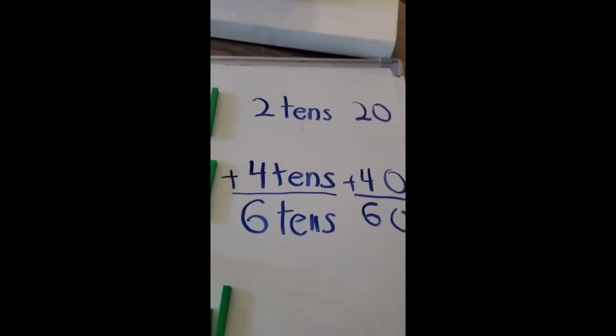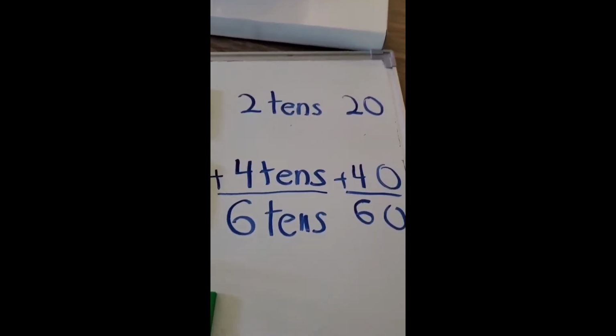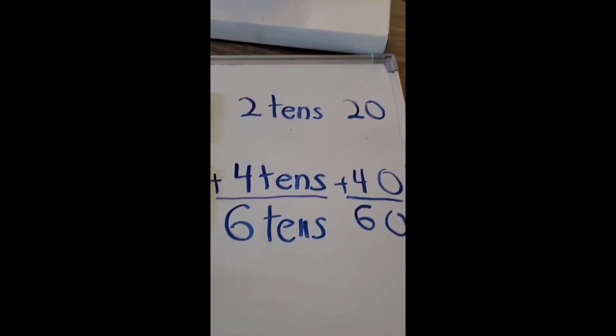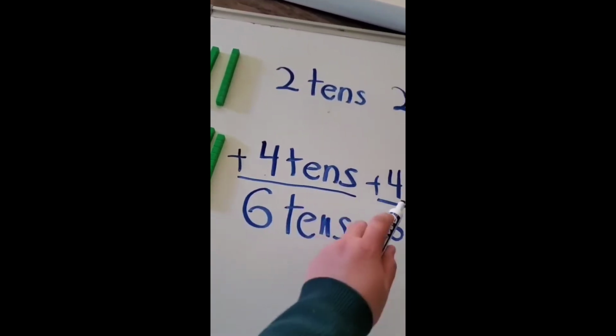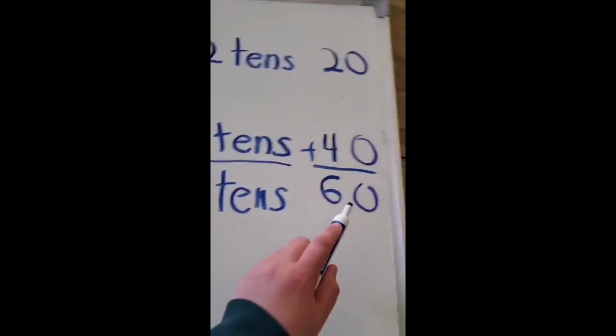So, what did you guys notice? I'm going to show you again. You guys are right. The numbers are the same. So there's a 2, and here's a 2. There's a 4, and there's a 4. And here's a 6, and here's a 6. They are basically the same numbers, right? Because 2 tens, as I said, equals 20, and 4 tens equals 40, and then 6 tens is 60. You guys are so smart.